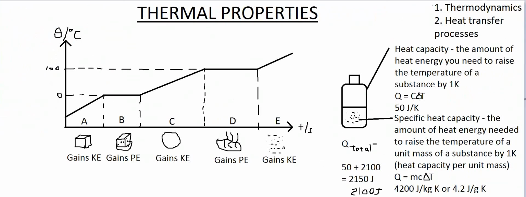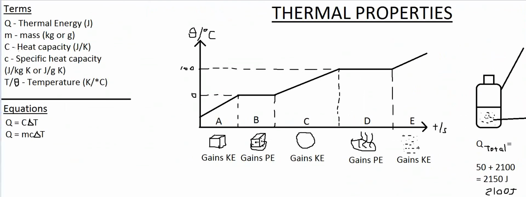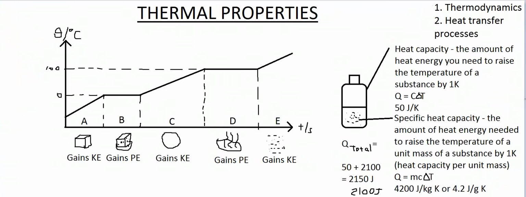So I've added the terms and the equations here, and note that temperature can be written as either T or theta, a Greek letter. So for this equation, it can be Q equals mc delta T, or Q equals mc delta theta. They both mean temperature.